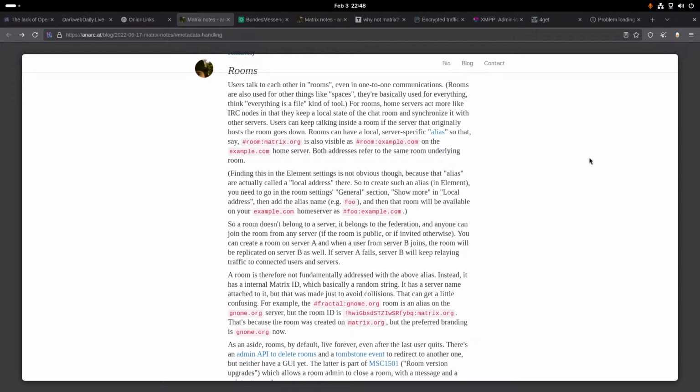A room is therefore not fundamentally addressed with the above alias. Instead, it has an internal Matrix ID, which is basically a random string. It has a server name attached to it, but that was just made to avoid collisions. This can get a little confusing. For example, the Fractal room is aliased on the gnome.org server, but the room ID is some random string on matrix.org. That's because the room was created on matrix.org, but the preferred branding is GNOME now.